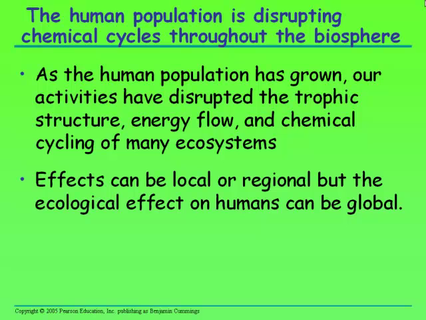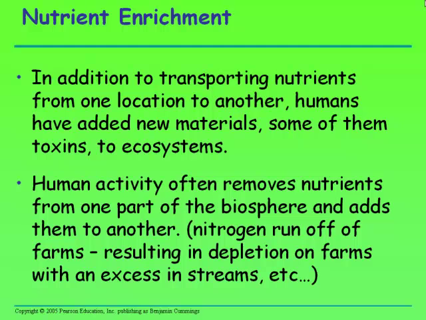So the human population is disrupting chemical cycles through the biosphere. As the human population has grown, our activities have disrupted the trophic structure, energy flow, and chemical nutrients of many ecosystems. Effects can be local or regional, but the ecological effects can be global. In addition to transporting nutrients from one location to another, humans have also added some new materials to the ecosystems, some of them toxins.